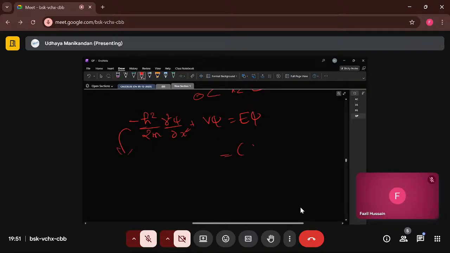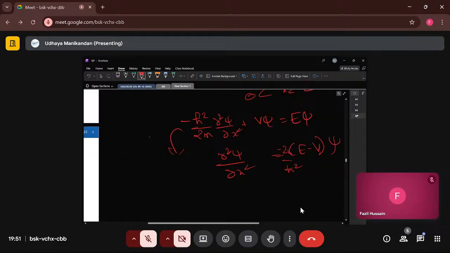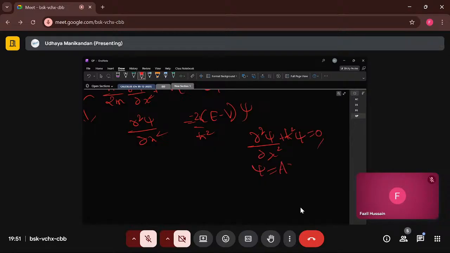So let's rearrange it. E minus v into psi is nothing but dou square psi by dou x square into minus h cross square by 2m. Now I want to deduce an expression for psi by comparing it with a standard differential equation, because none of us know how to solve a second order differential equation. So we have to compare it with the form only: dou square psi by dou x square plus k square psi is equal to 0.